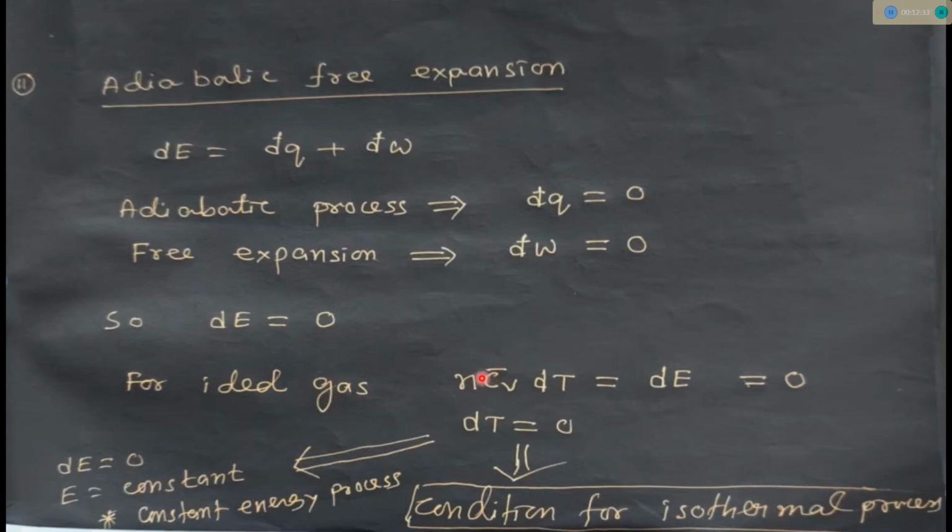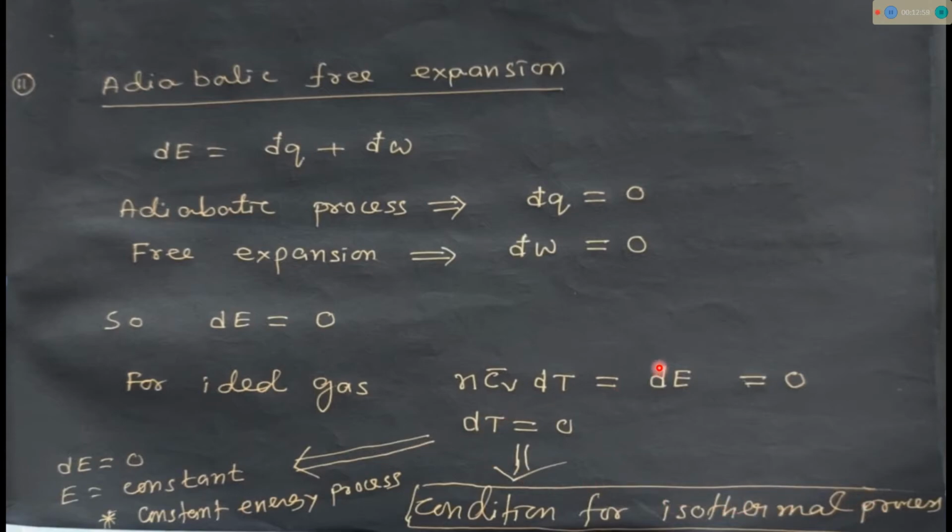n also, the value of n cannot be 0, at least 1, and n will have some constant value. The value of n can never be 0, and the value of Cv bar can never be 0. So from this expression we can write dT equal to 0. So dT equal to 0 means T is equal to constant. So this is the condition for isothermal process.